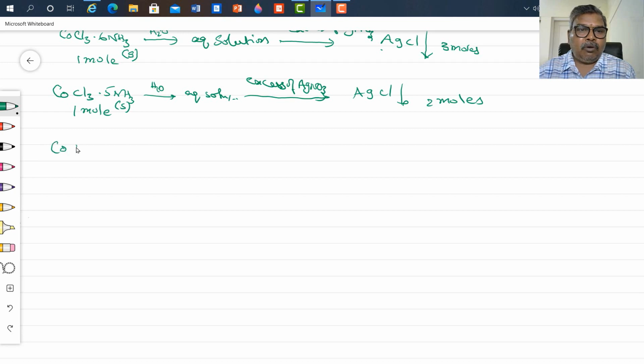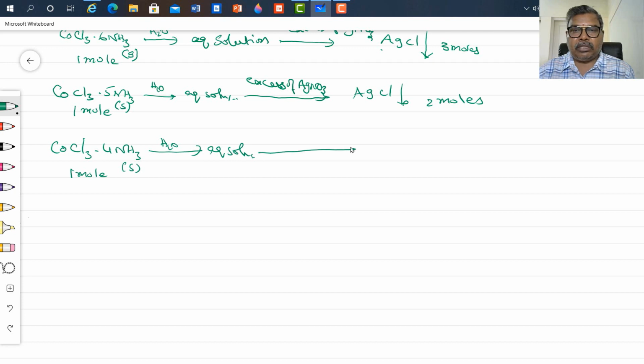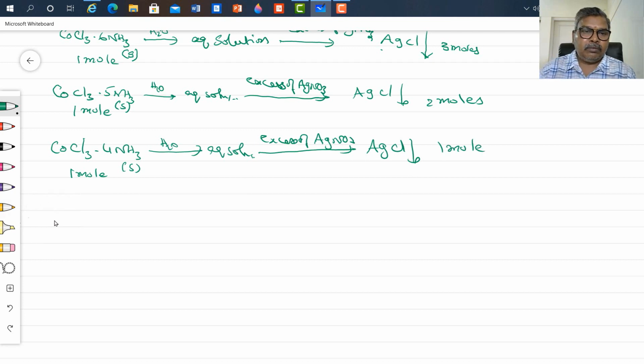Next, CoCl3, 4NH3. Let us suppose that 1 mole of this solid is dissolved in water, an aqueous solution is formed, and this aqueous solution is treated with a large excess of AgNO3 solution. AgCl is precipitated. He estimated it as exactly 1 mole.